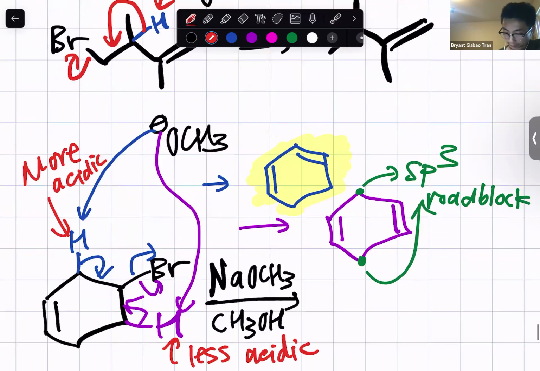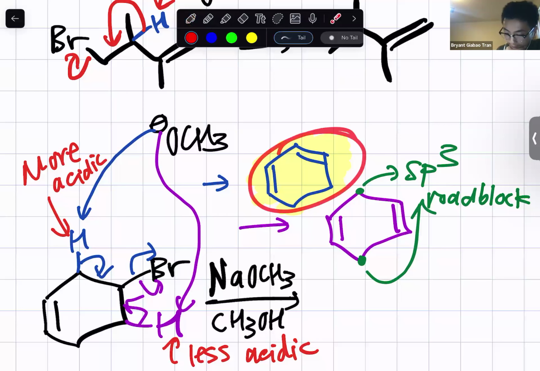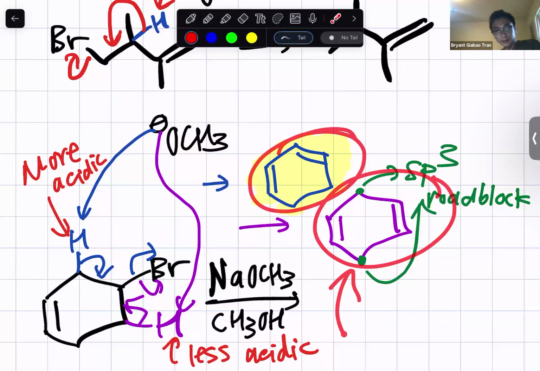And then from here, you could determine which one has a higher energy, which is this one here, because that one is less stable, meaning that this one is going to have less energy because that one is more stable.